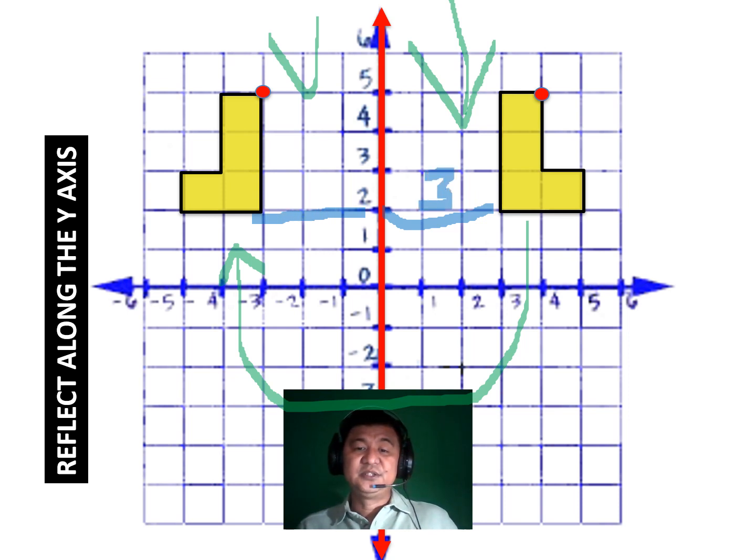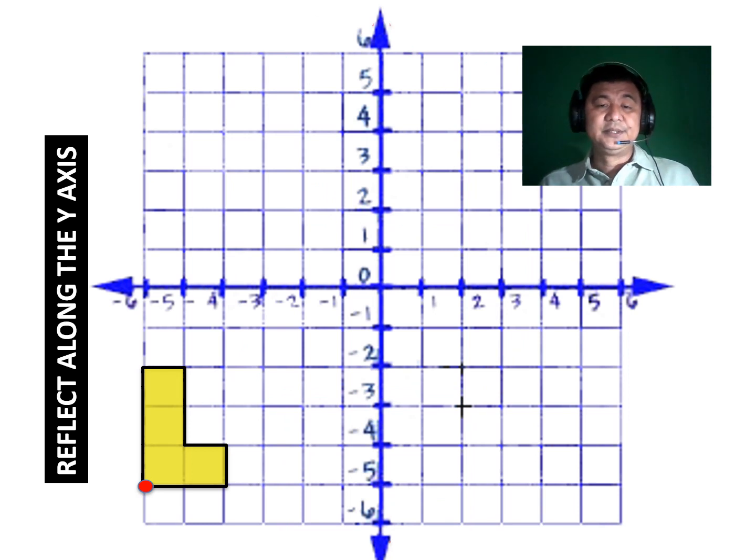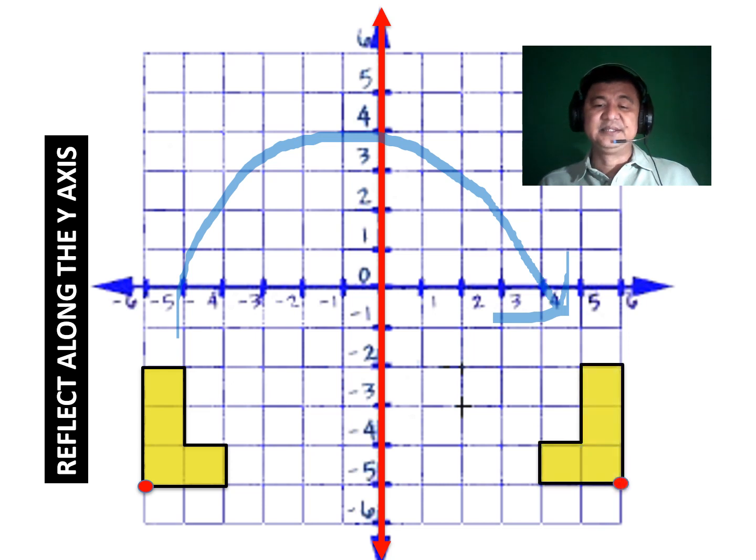And also I want you to discover the distance from the line of reflection. 3 units here, 3 units there. But we're going to do that later. We're just after the characteristics of the image. How about here? So this will obviously be on the other side. See, take note, the distance is also important. I cannot just simply put the drawing here because that's not a perfect reflection. Even the distance should be consistent.